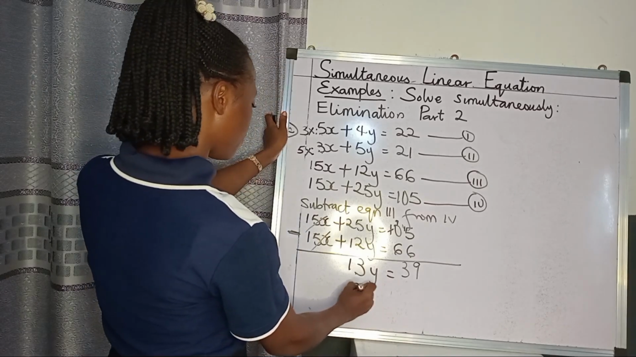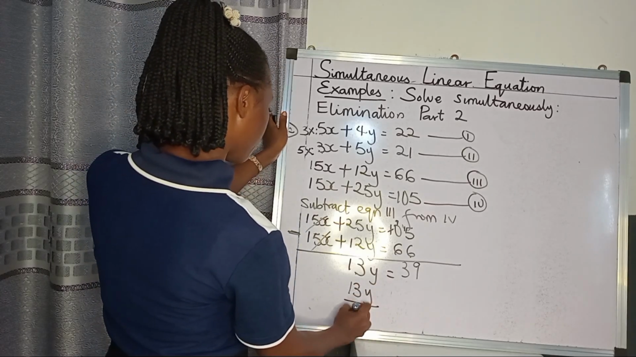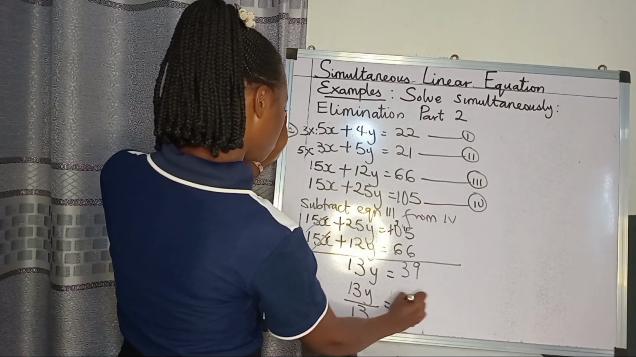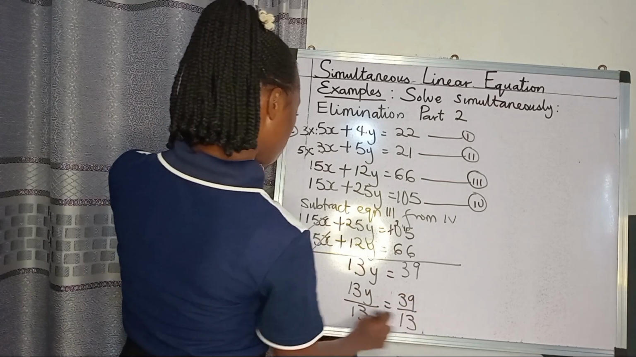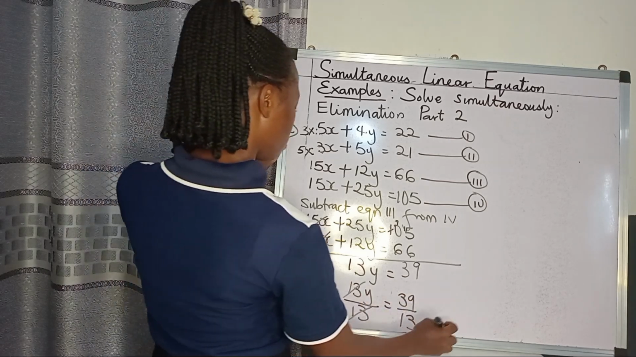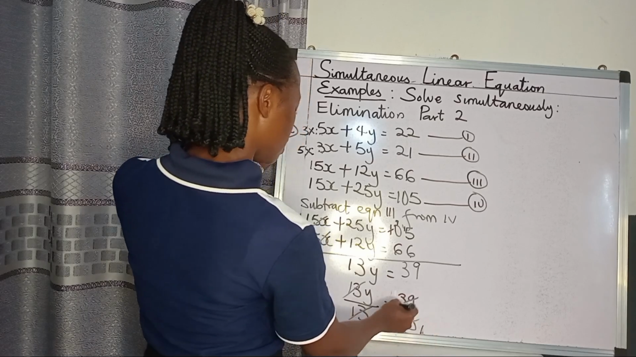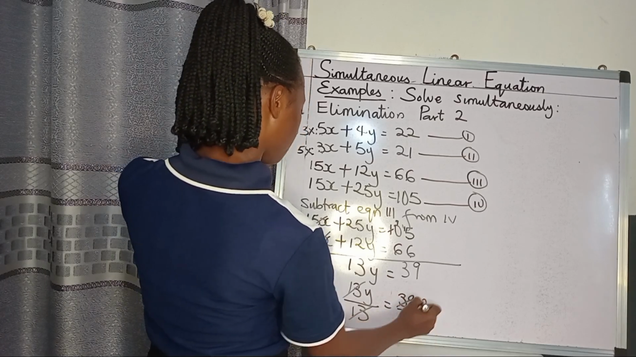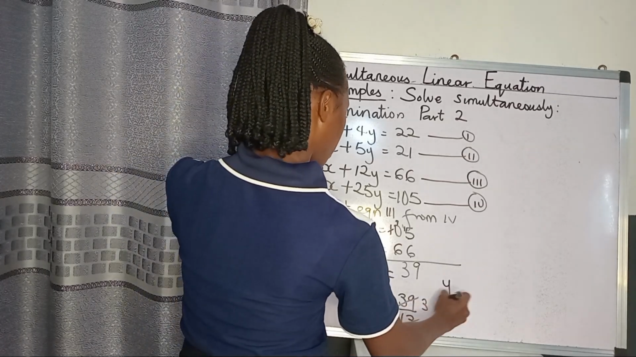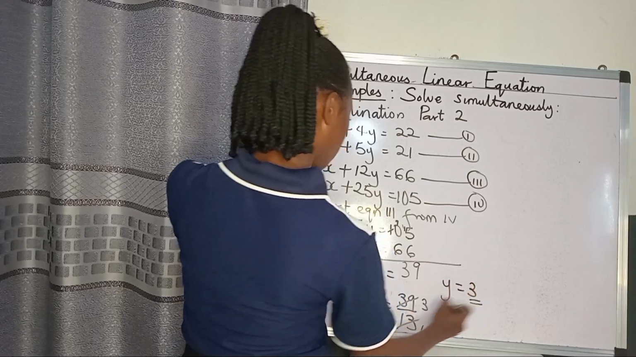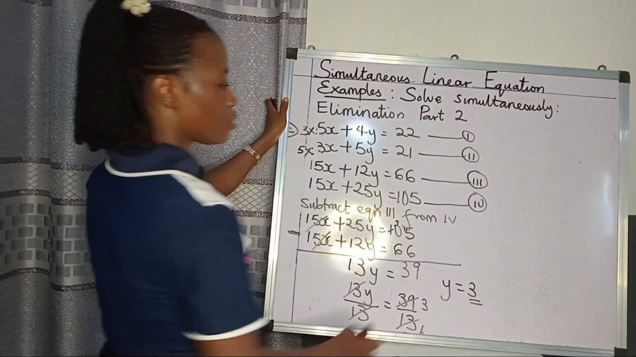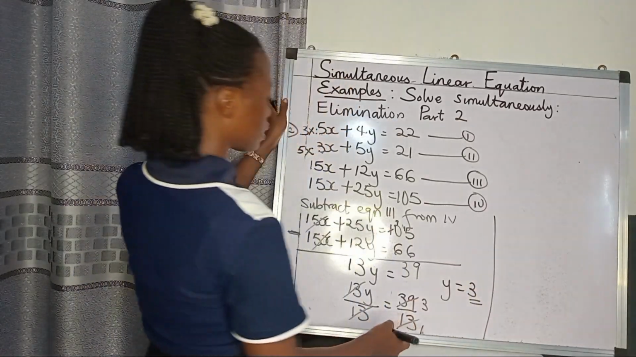To find y, we divide both sides by the coefficient of y, and the coefficient of y here is 13. So 13 cancels 13. Now y is equal to 39 divided by 13, 13 in 39 is 3. y is equal to 3. We have gotten our y to be 3. Now it's time to get our x.